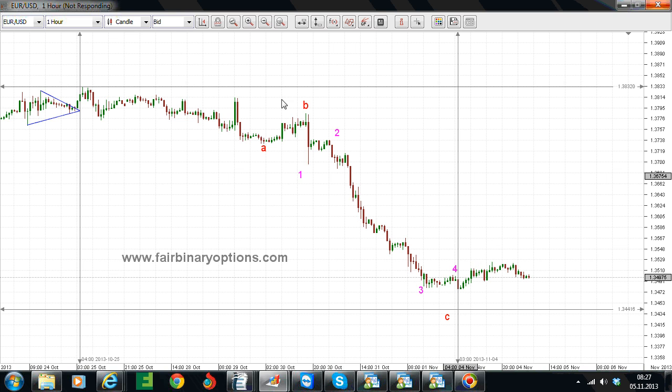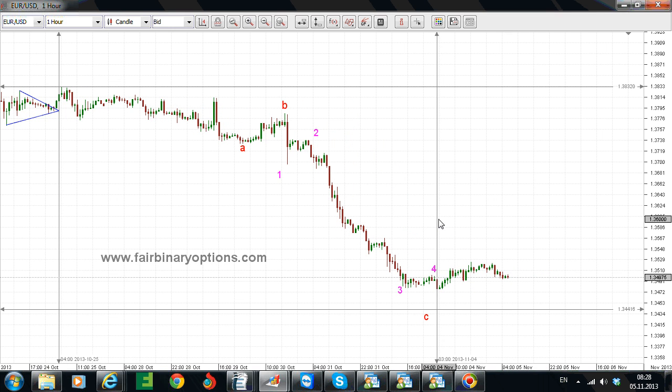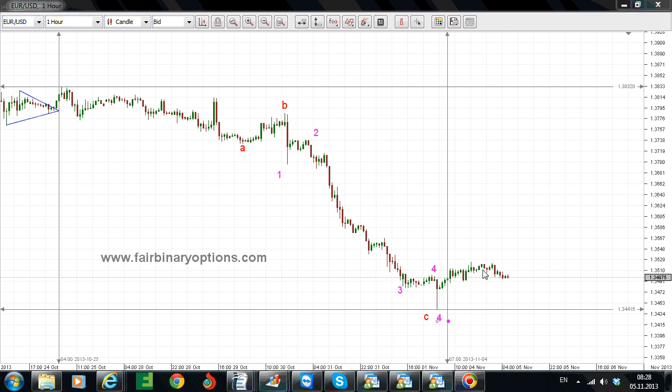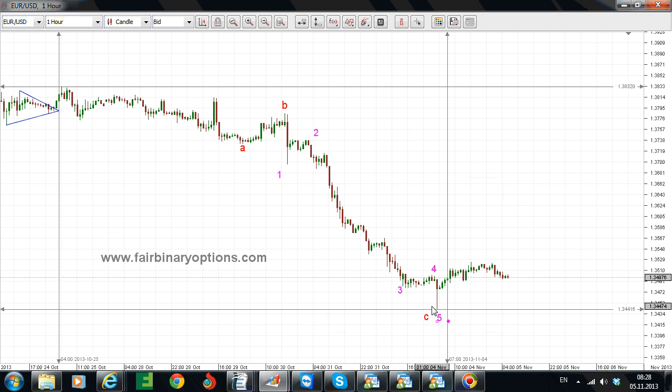So again, A, B, C for the zigzag, 1, 2, 3, 4, 5 to the downside, and from this moment we should look for a corrective wave. So this would be the fifth wave, and from this moment we should look for a corrective wave to come and correct this ABC to the downside that ended here.